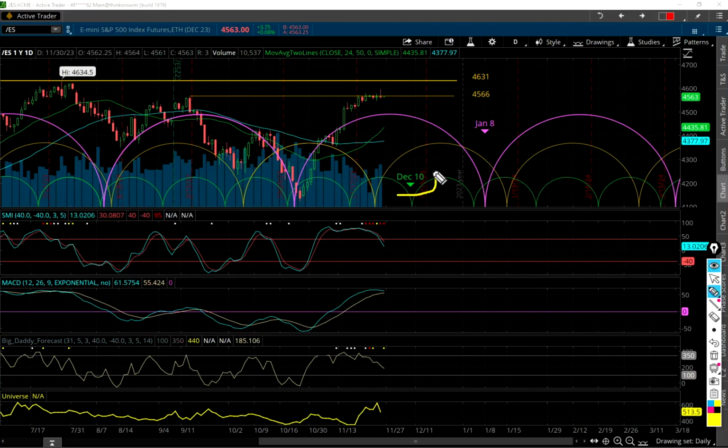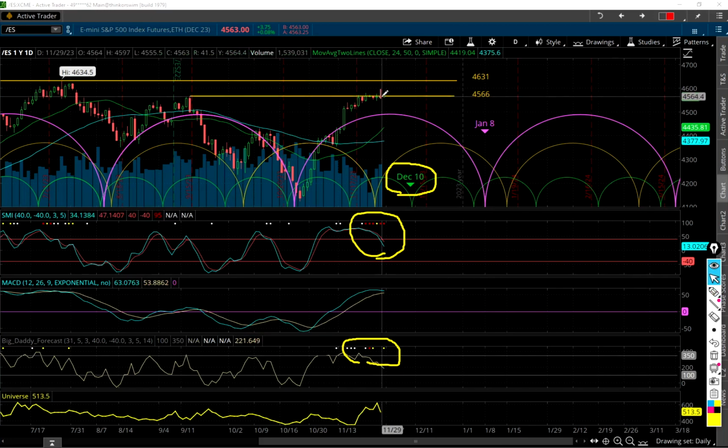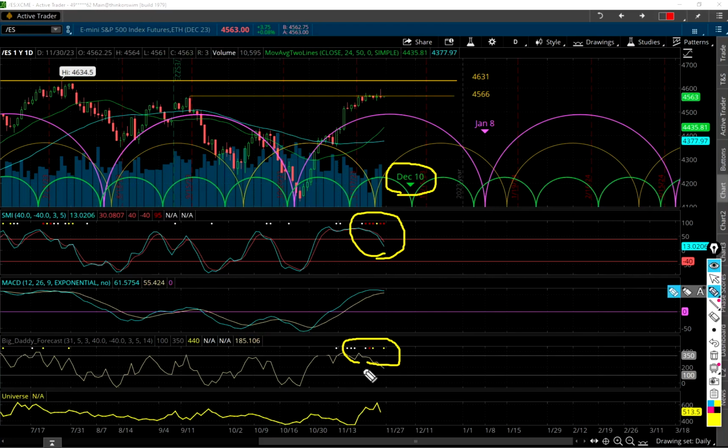Let's talk about this one here, the cycle low for December 10th. Do I think it's going to happen? Well, hot diggity dog, look what's going on here. This thing's got serious divergence going on. I mean, it's just lighting up like a Christmas tree. And so is the Big Daddy. It just gave us another. That's as of right now, so it could change. But both these indicators are showing a lot of divergence.